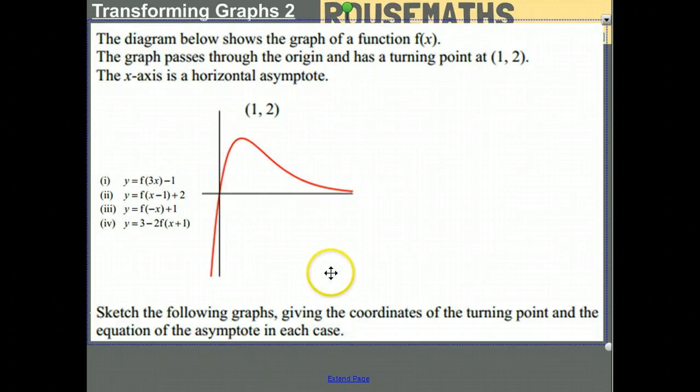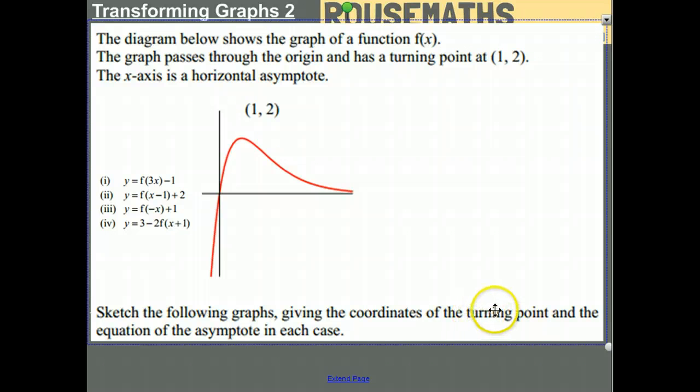Hi there, this is looking at transforming graphs. There is a previous video to this one which talks about the basics of function notation and what effect it has on graphs and how you can change them around. So this is the follow-up video where we look in a bit more detail about how you can apply that, more specifically to A-level than maybe to GCSE.